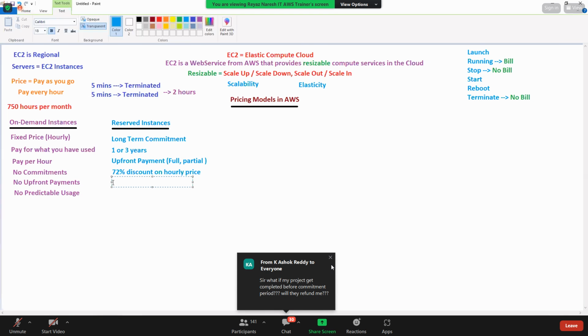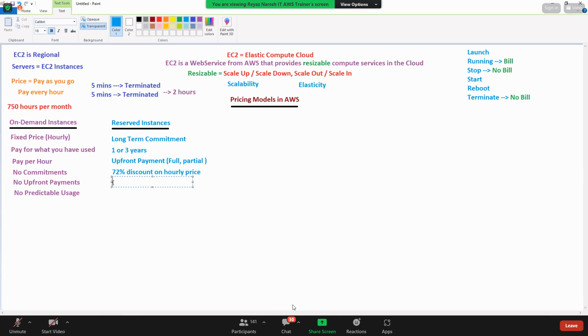So here, is it predictable usage or not predictable usage? Predictable only, no? You are predicting it and you are reserving the machine. Predictable usage.